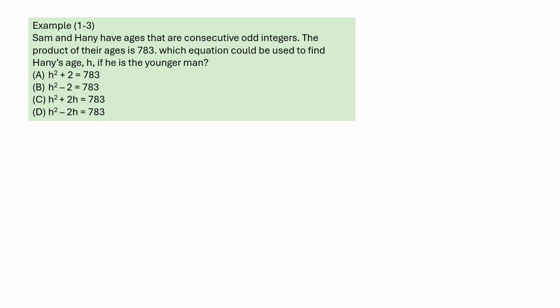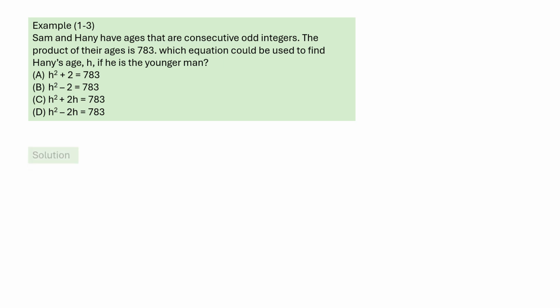Example 1.3. Sam and Hani have ages that are consecutive odd integers. This is a very important concept in SAT. Maybe the question starts with 3 consecutive integers, 3 consecutive odd integers, or 3 consecutive even integers. These are famous questions. We will complete the question. The product of their ages is 783. Which equation could be used to find Hani's age h if he is the younger man?